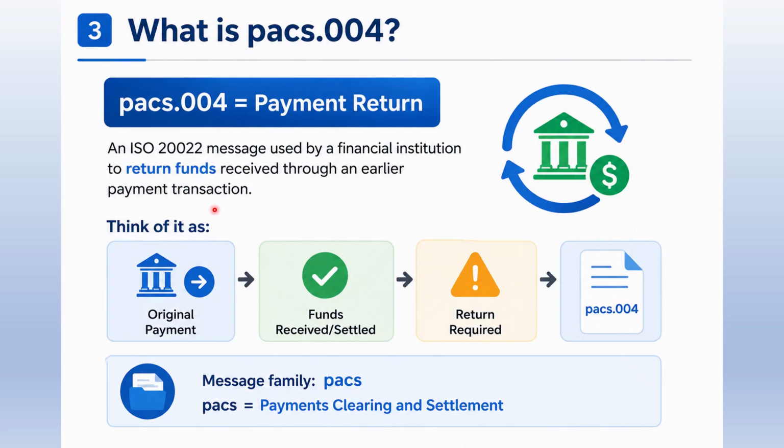Think of the flow like this. Original payment is sent. Funds are received or settled. A return becomes necessary. And then pacs.004 is generated. pacs.004 belongs to the PACS message family, and PACS stands for Payments, Clearing, and Settlement.